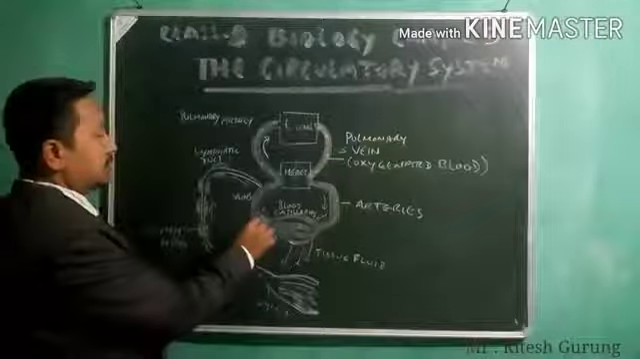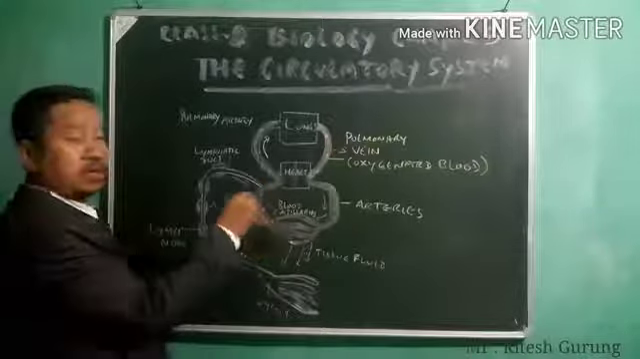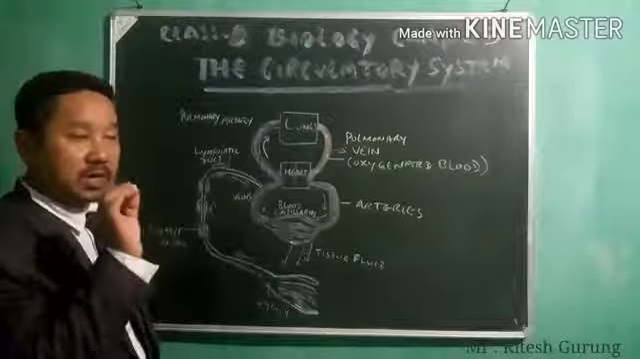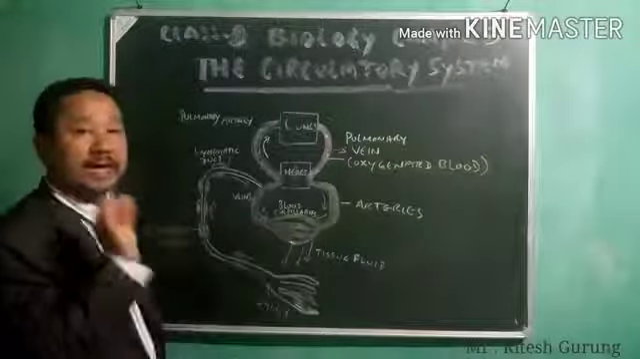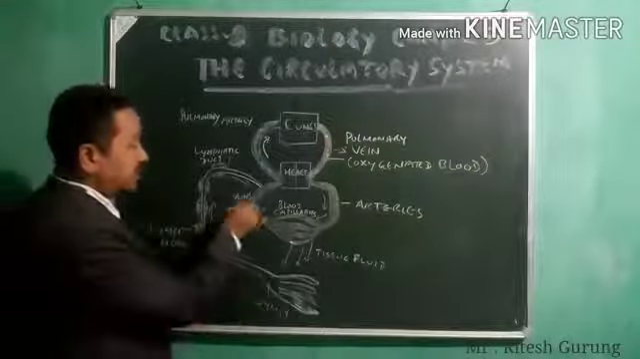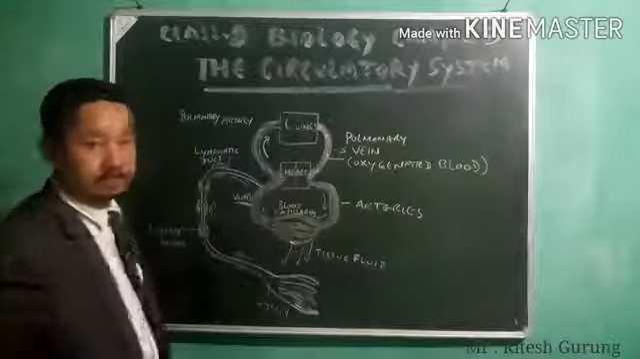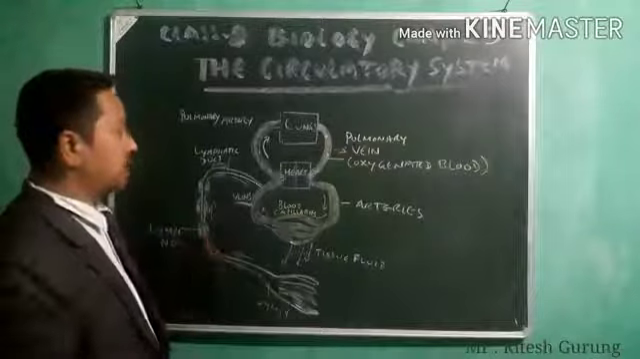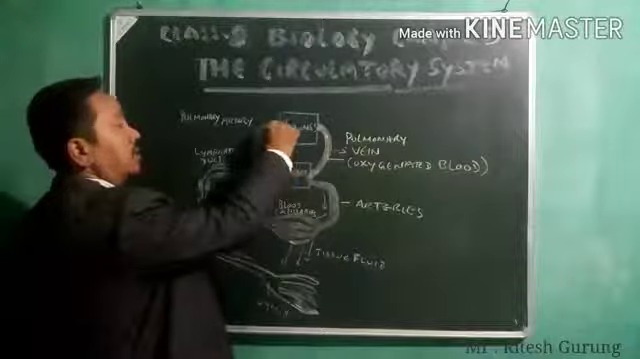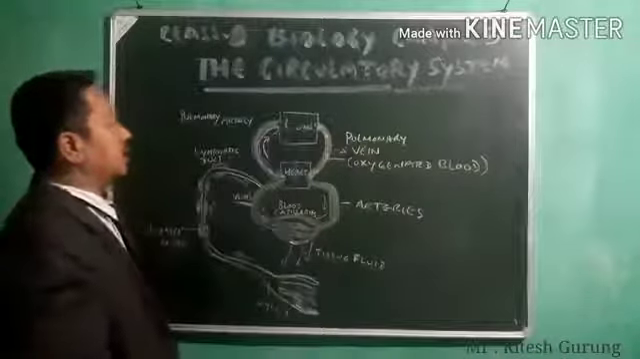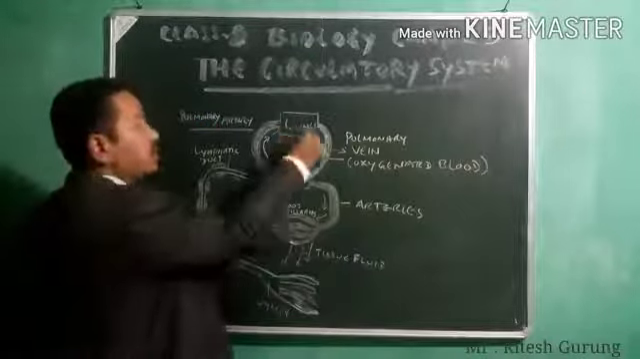So that is deoxygenated blood, now it is deoxygenated blood. Deoxygenated blood, rich in carbon dioxide, is collected by these veins and brought into the heart again. From the heart it is again sent to the lungs by this pulmonary artery for purification.